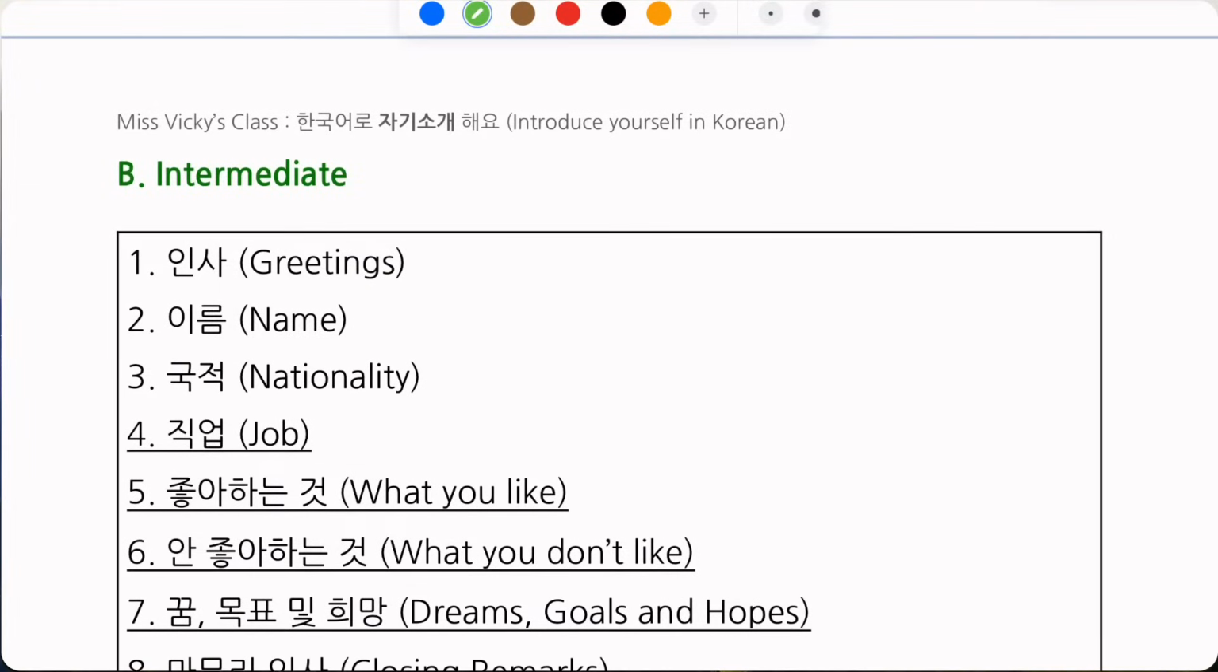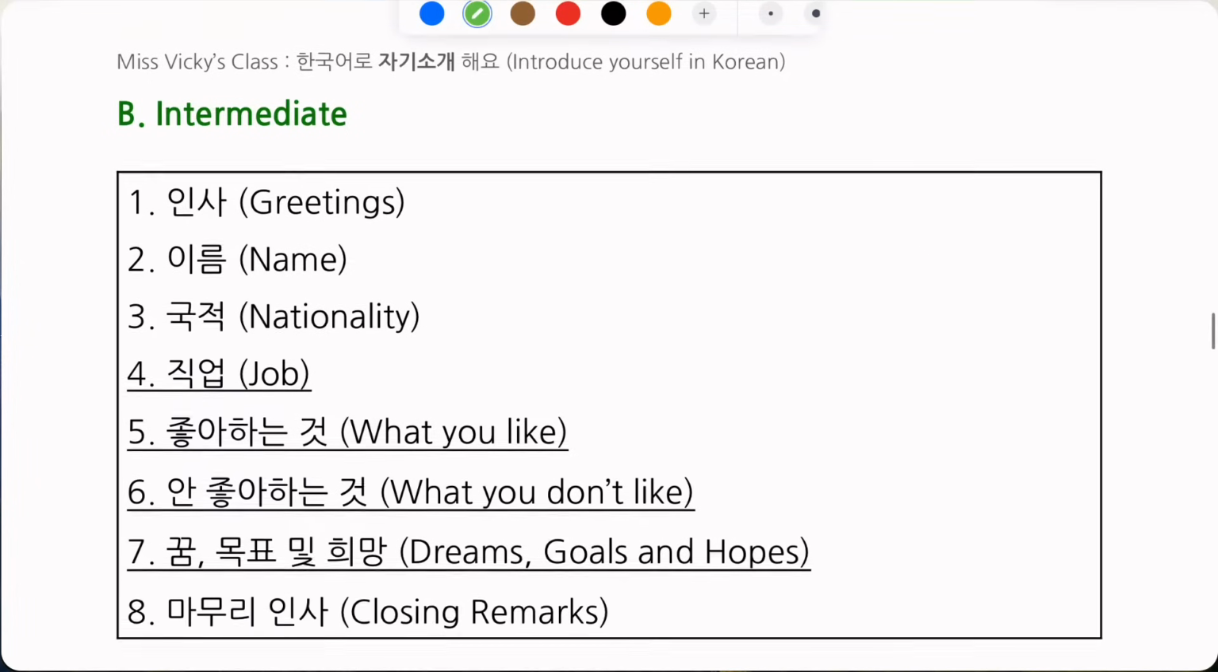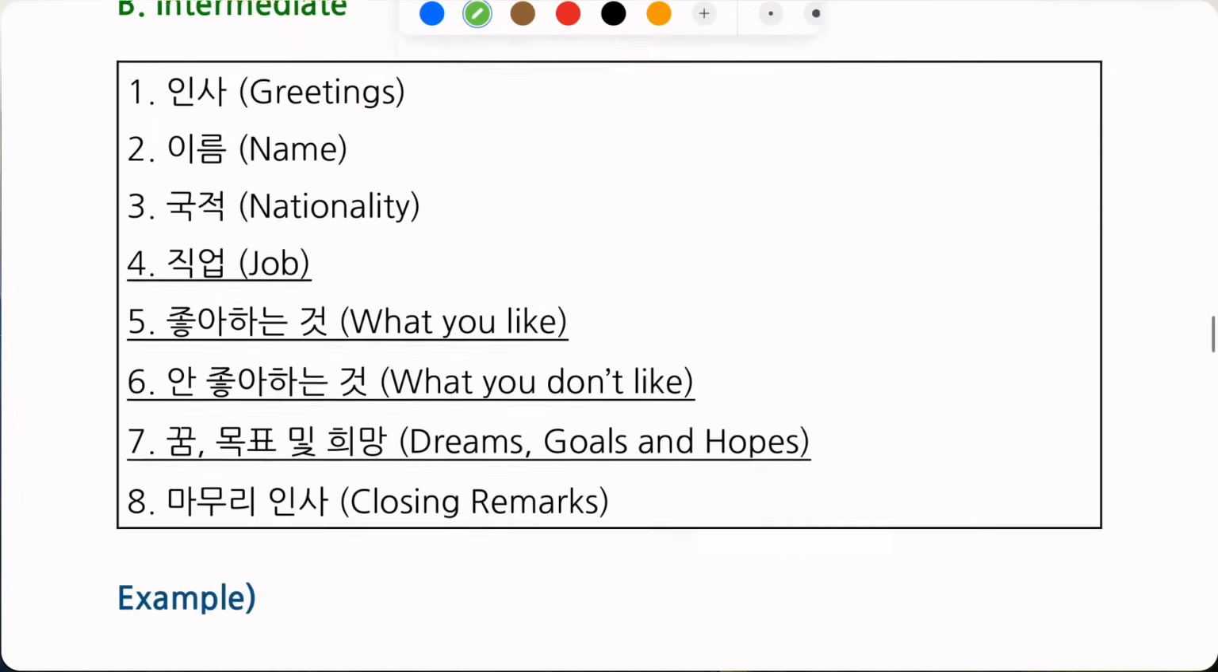There you go. And put it back on. All right, so let's move on to the intermediate part.